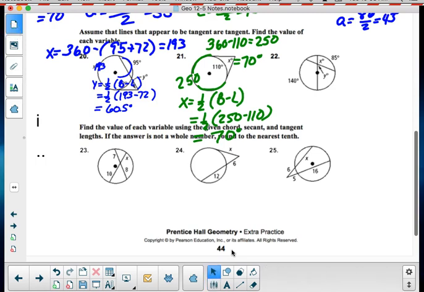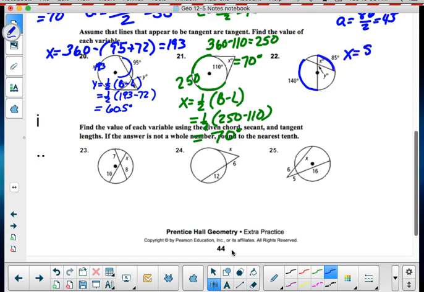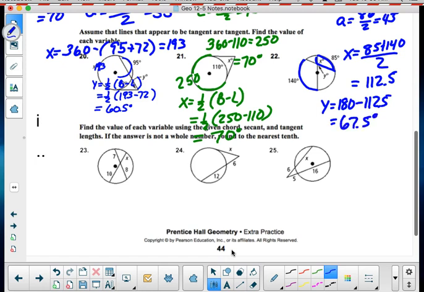Okay, in 22, I'm looking at two values, 85 and 140, and these two values will help me find x degrees. X degrees is 85 plus 140 divided by 2. And 85 plus 140 is 225, divided by 2 is 112.5. Now, it's important to keep in mind that's 112.5 in here. And there's a relationship between x and y. They're supplementary. So y is equal to 180 minus 112.5, which is going to give us 67.5 degrees.